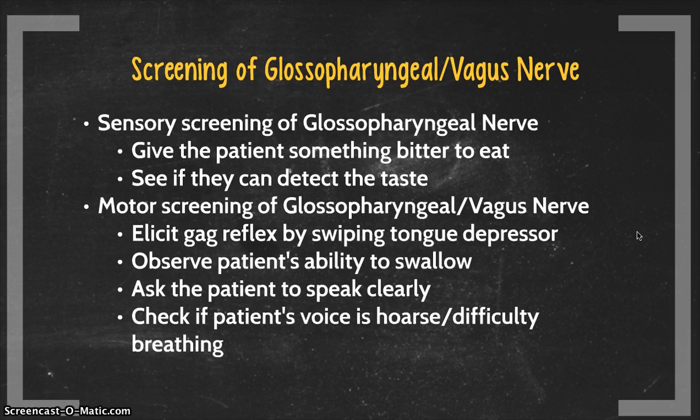Motor screening of the glossopharyngeal and vagus nerve. Below are four examples of how to screen for them. 1. Elicit a gag reflex by swiping a tongue depressor or cotton swab near the back of the throat. Be sure and do that on both sides of the throat. You can observe the patient's ability to swallow. You can ask the patient to speak and see if they speak clearly. And also you can check and see if the patient's voice is hoarse or if they have difficulty breathing.